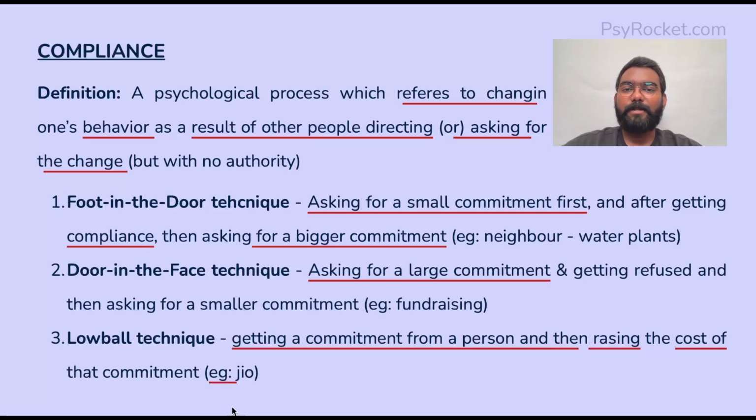Even with credit cards, first they will offer you a lifetime free credit card, so there will not be any charges, and you will commit to them. Then after 1 year or 2 years, when you get used to that credit card, they will say that the annual charges for this are 500 rupees or 1000 rupees or so. So that is all about compliance.